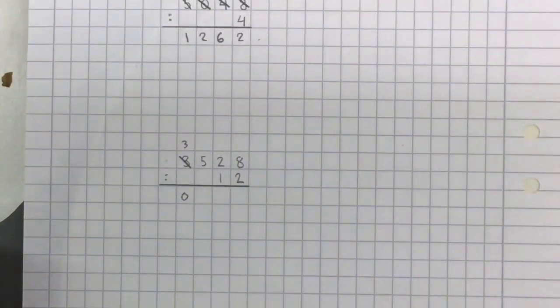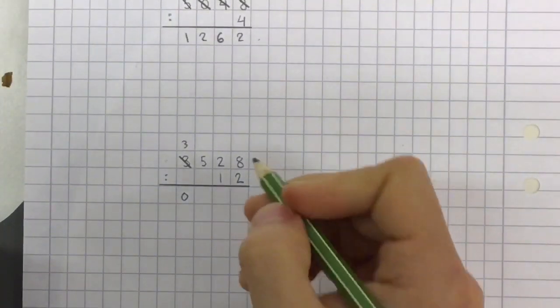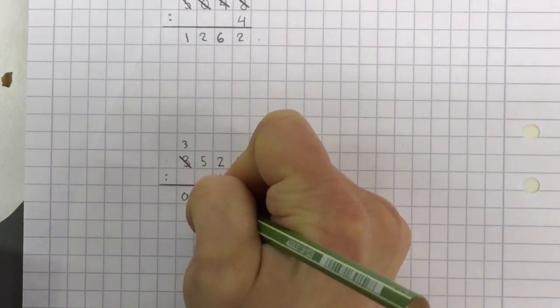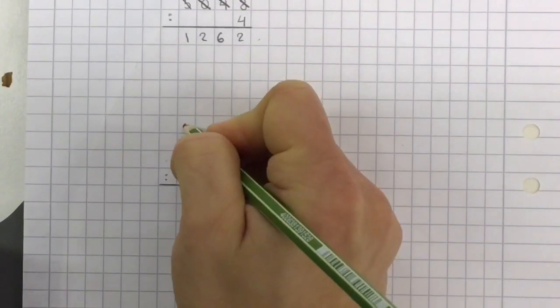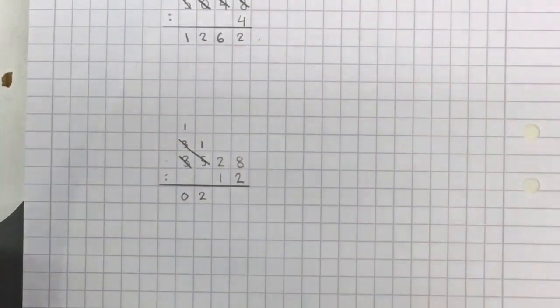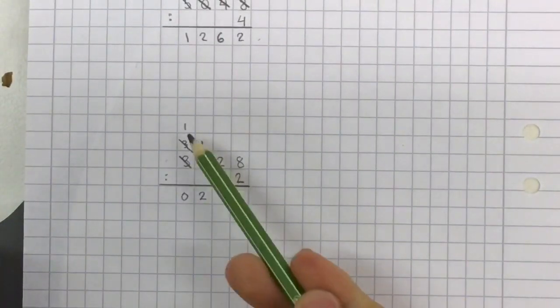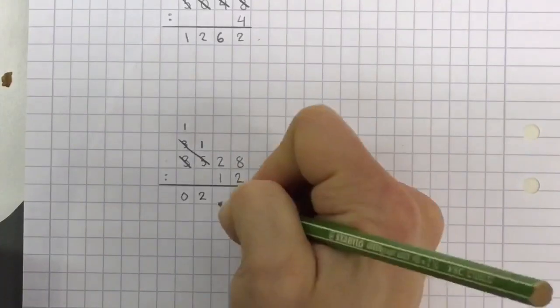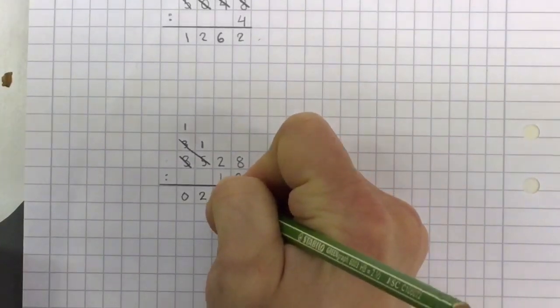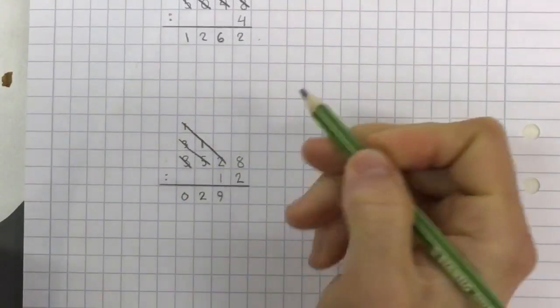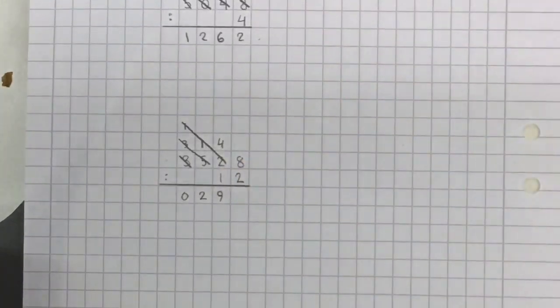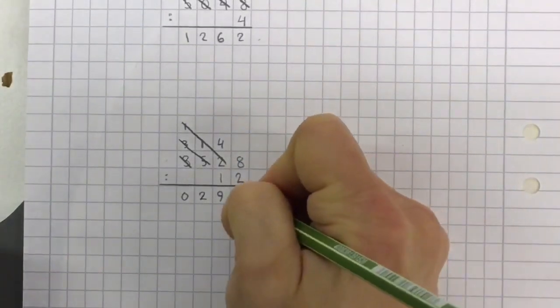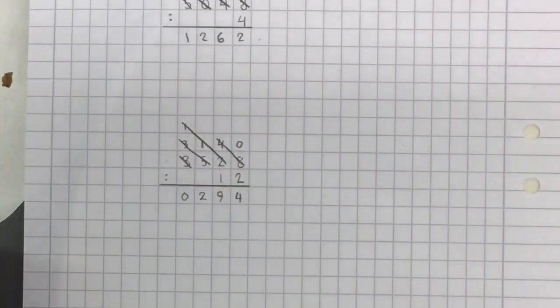Next one is 35. So that goes 2 times. There's a partial remainder of 11 because 35 minus 24 is 11. And now you see we get a 3 number sequence, 1, 1, 2. And that goes 9 times. 12 goes 9 times in 112. There is a partial remainder of 4. And finally we have 48. And 4 times. No remainder. Done. Answer 294.